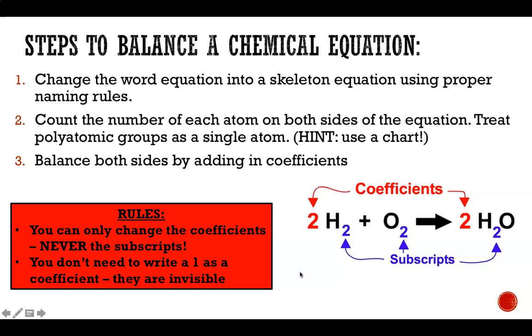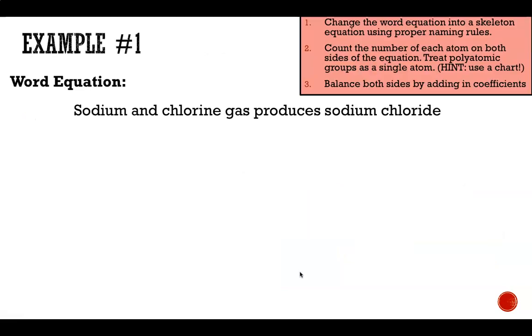So let's put all of this into action. I think it's going to make more sense as we go through. So our first example is, we've got a word equation here, so sodium and chlorine gas produces sodium chloride. So our step 1 was to change this word equation into a skeleton equation. So that's exactly what we practiced earlier this week.